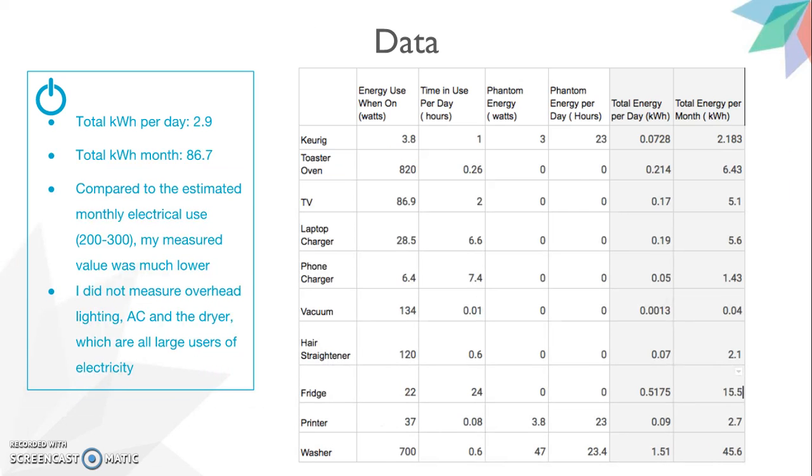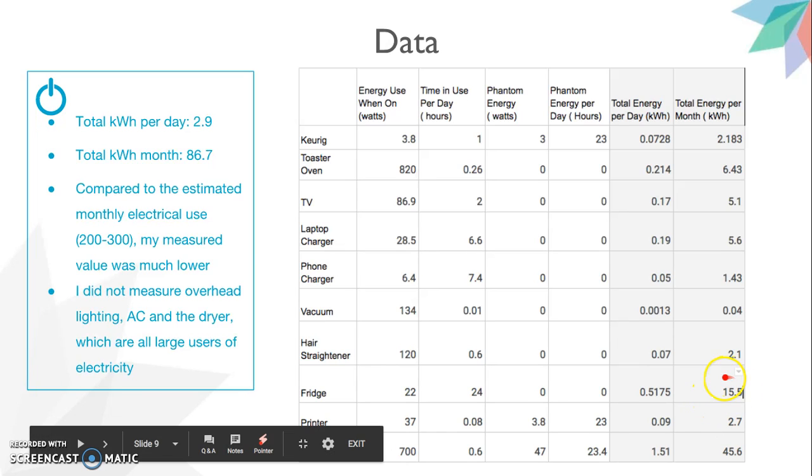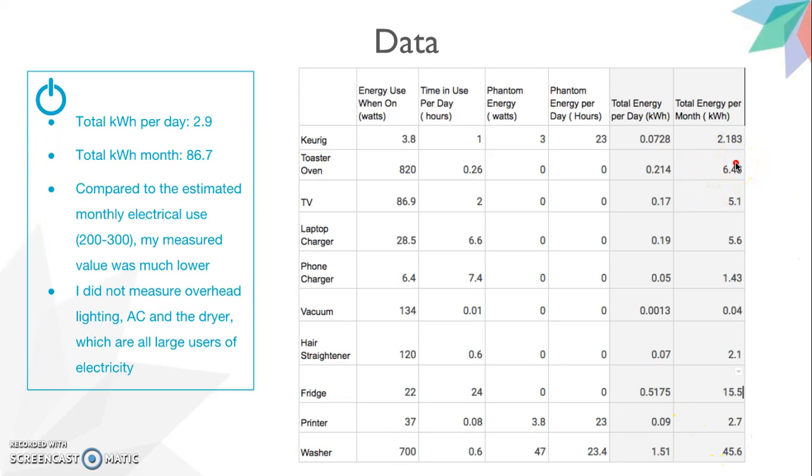Onto my data. As you can see on the chart, the appliances that use the most electricity are my fridge, my washer, and my toaster oven. This led to a total kilowatt usage per hour per day of 2.9, which meant 86.7 kilowatts per hour each month. Compared to the estimated monthly electrical use that I was given, 200 to 400, my measured value was actually much lower, but this was because I didn't account for the electrical usage of all of my overhead lighting, the AC, and the dryer, which are all very large users of electricity.